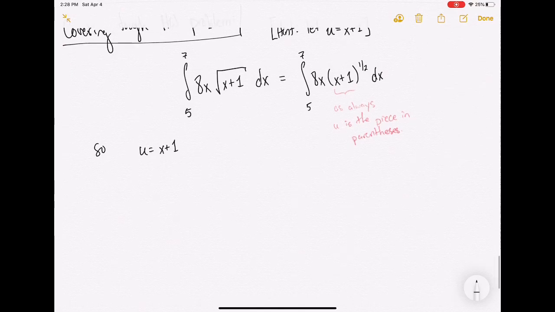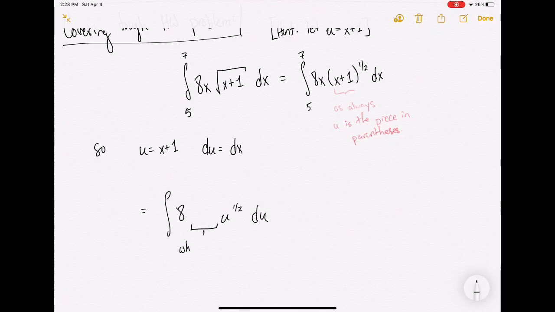So if u is that, then du is just going to be dx because the 1 is disappearing. So let's just rewrite it like that and see what happens. This is going to turn into, and that's the whole point of this problem, it turns into 8, and we don't know how to handle that x. And then we have u to the 1/2 du.